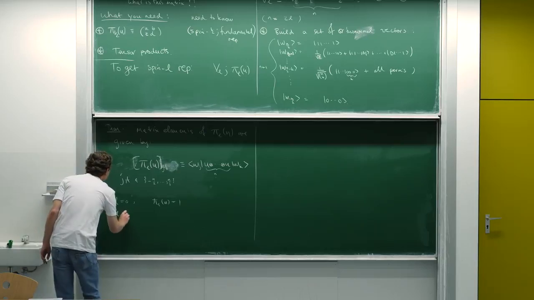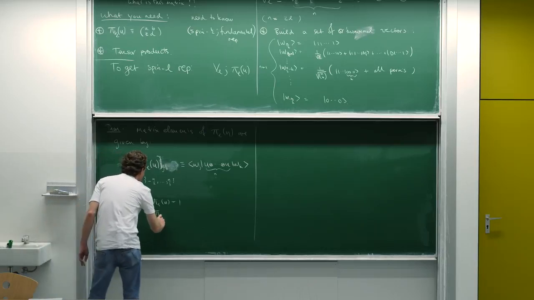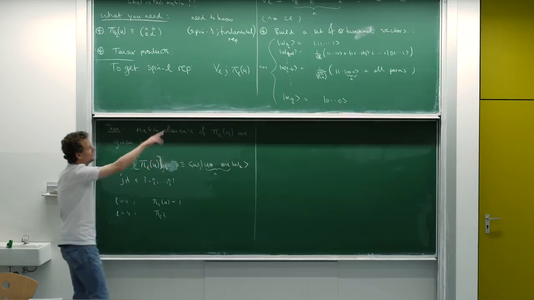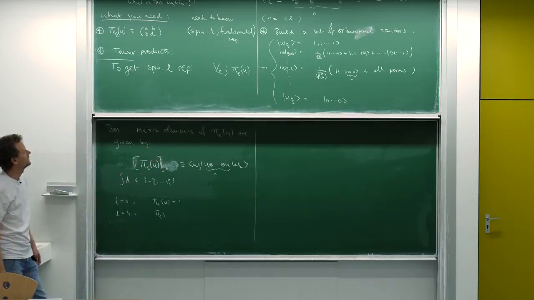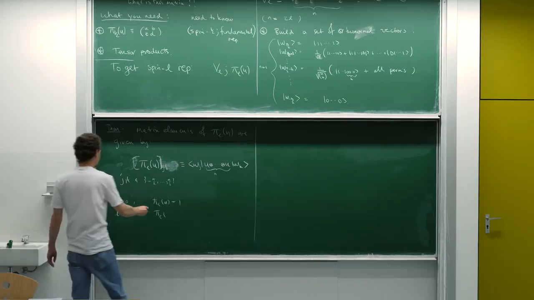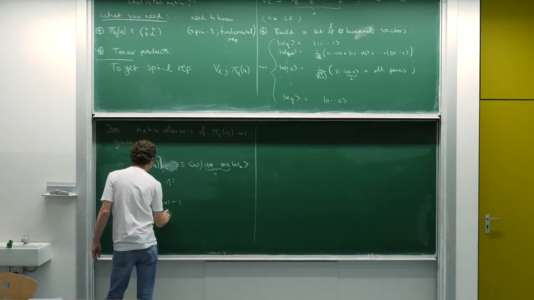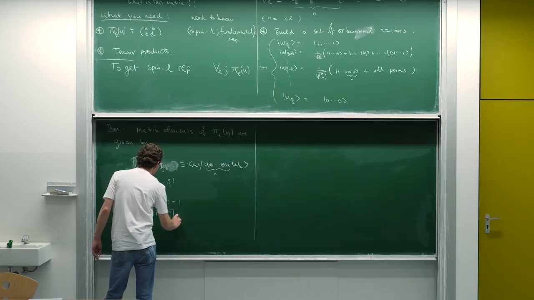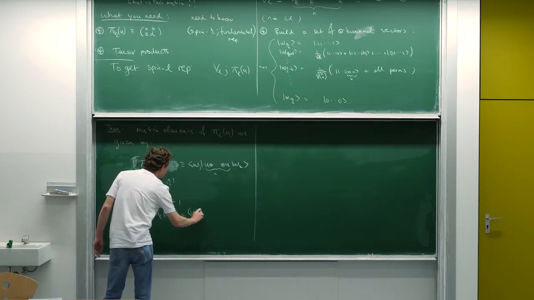What about spin 1/2? Well, if you work out the matrix elements according to this recipe here, you're going to get 2 vectors, namely 0 and 1, right? And the matrix elements are none other than the matrix elements of the unitary itself.